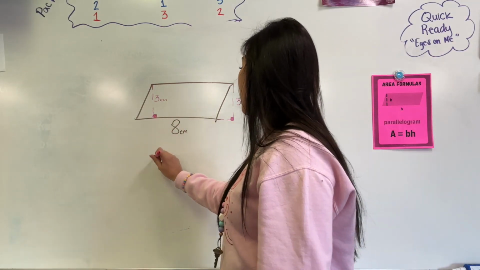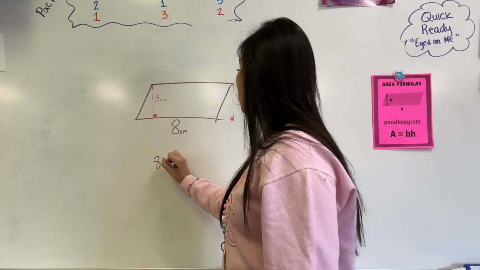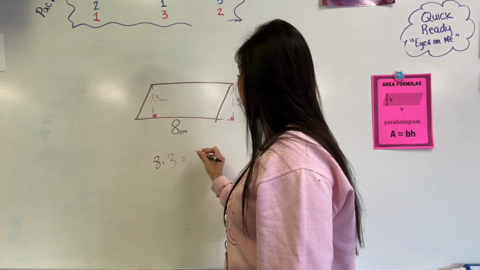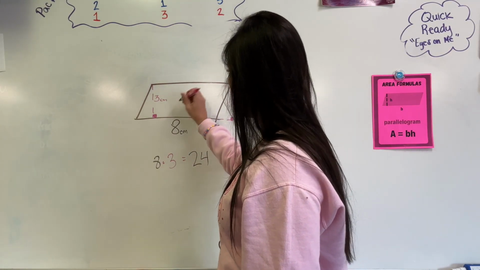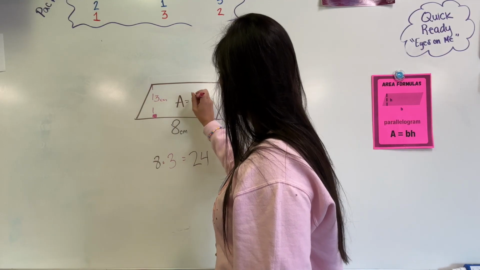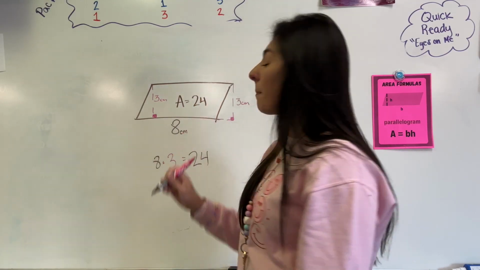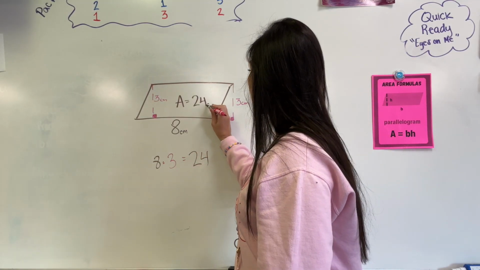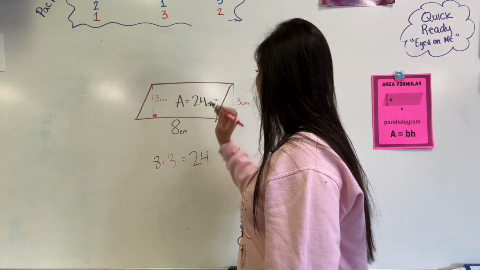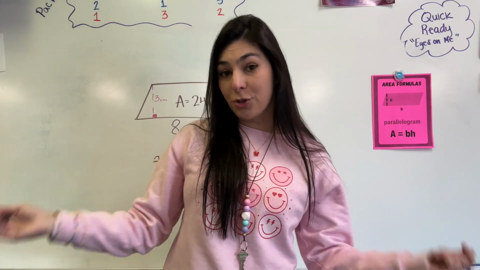So we are doing 8 times 3, which will give us 24. So our area equals 24. But how are we measuring this time? cm, which means centimeters, and it is squared. Alrighty, let's move on to triangles.